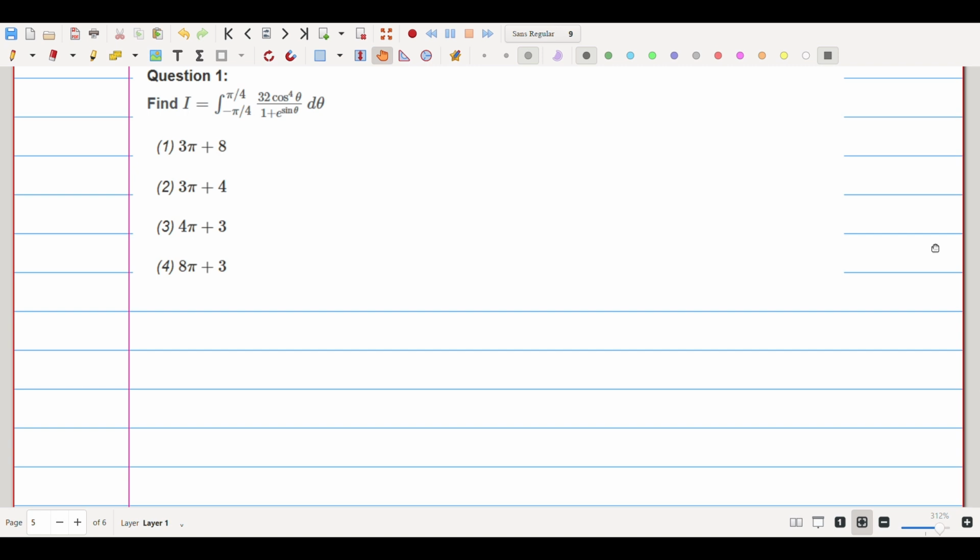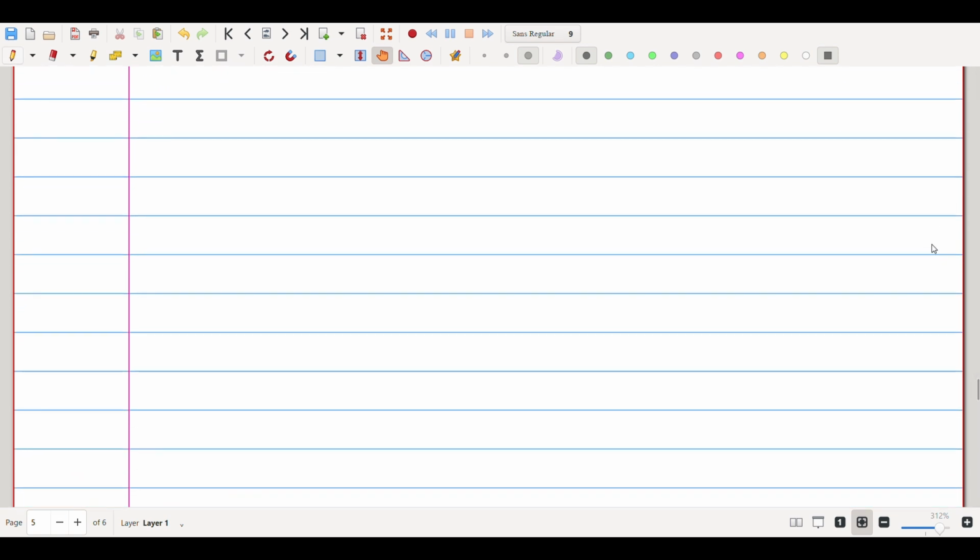Hi everyone. Today we will solve this definite integral question which was given in JEE Mains 2026 April 6 shift 1. The given question is I equals the integral from minus pi by 4 to pi by 4 of 32 cos^4 theta by 1 plus e^sin theta, d theta.